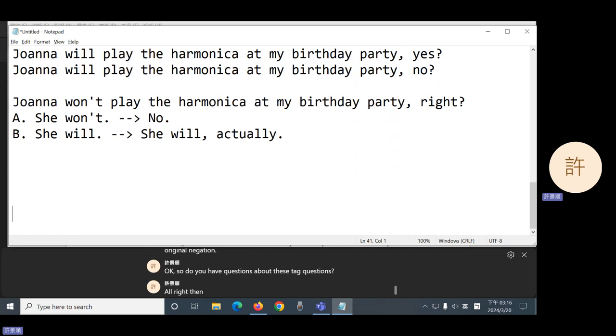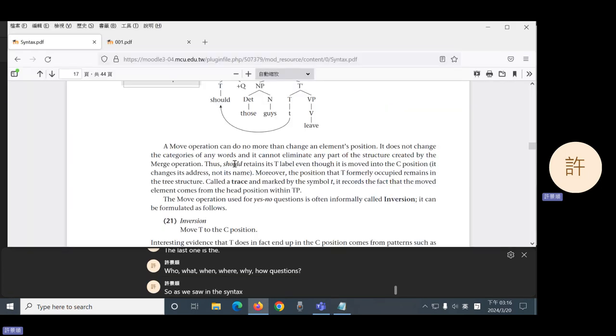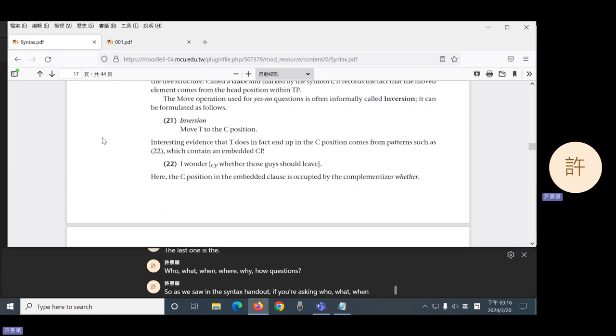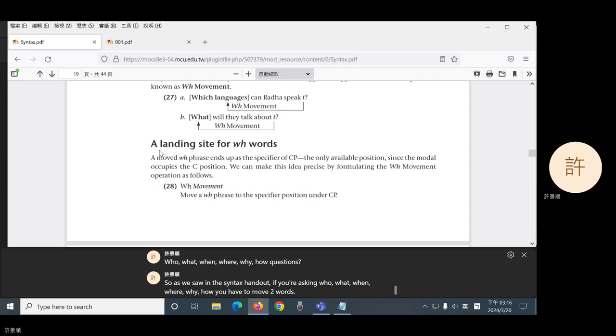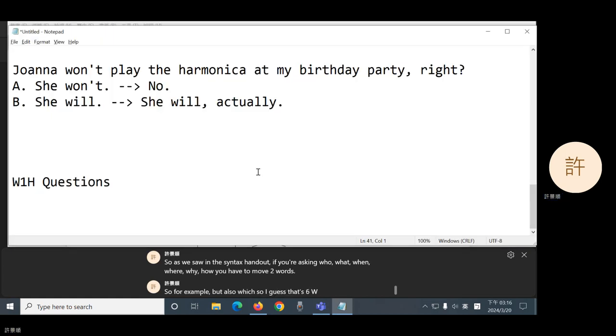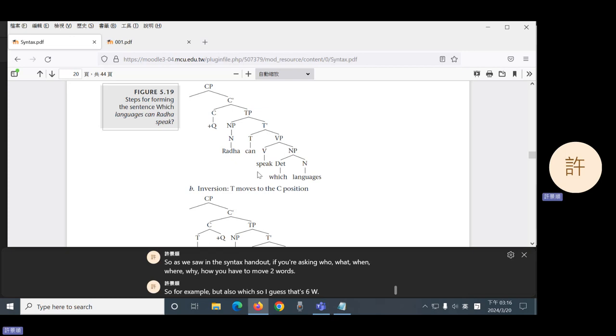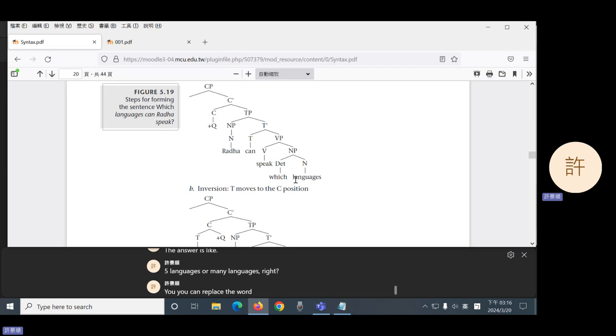All right, the last one is the who, what, when, where, why, how questions. So as we saw in the syntax handout, if you're asking who, what, when, where, why, how, you have to move two words. So for example, also which. So I guess that's six W's. For example, Radha can speak which languages is the original order of this sentence. The answer is like five languages or many languages, right? You can replace the word which with another word.